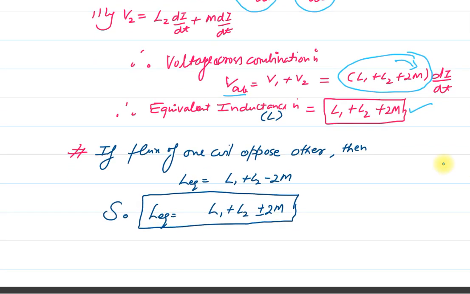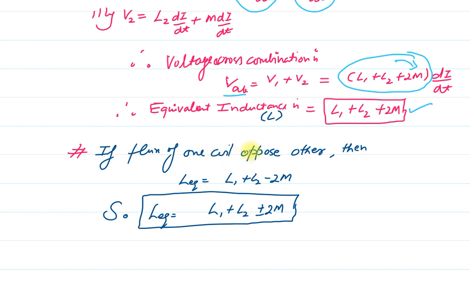But suppose in these interacting coils the current flows in such a manner that the flux of one coil opposes the flux of the other. We can say that the direction of the flux of one is opposite to the flux of the other coil. In that sense, in the expression, in place of positive, we have to put the minus sign. So in that case, the L equivalent is L1 plus L2 minus 2M. If the flux of one coil is opposing the other, the answer for the L equivalent is L1 plus L2 minus 2M. Otherwise, the formula is L1 plus L2 plus 2M. So these are the answers.